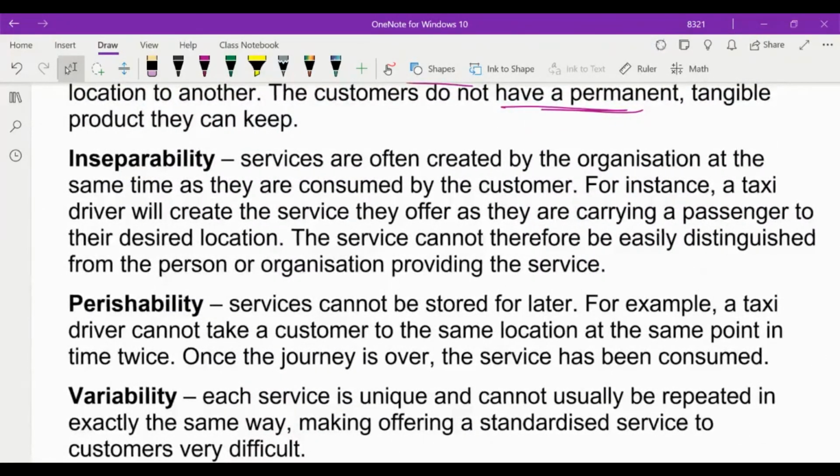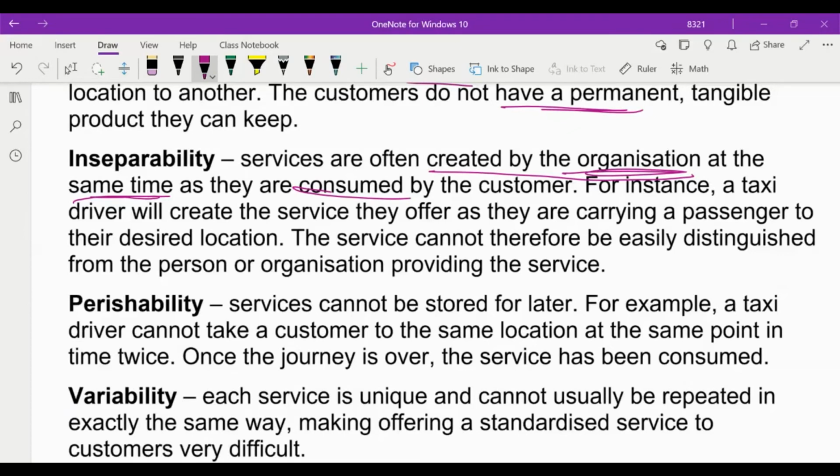Next is inseparability. Services are very difficult to separate from the service provider. At the place of service provider, only generally services are provided. So services are often created by organization at the same time as they are consumed. So consumption and production of the service cannot be separated. So at the time of production only generally the services are consumed. For example, I'm teaching you. So when I'm teaching you, you're consuming it right now only, right? So at the time when this service is being provided to you, you're consuming it.